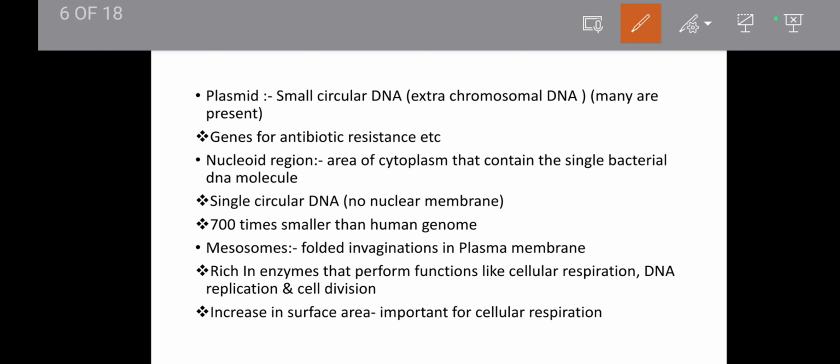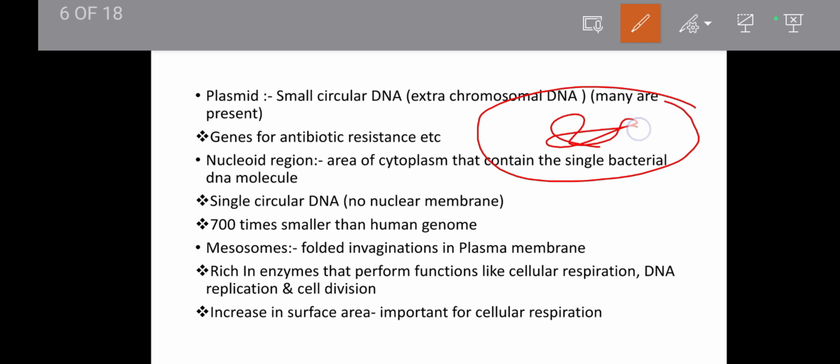Nucleoid region. In a bacterial cell, the area of cytoplasm that contains a single bacterial DNA molecule is called the nucleoid region. This nucleoid region contains the bacterial genome. This is a single circular DNA. The nucleoid region does not have any nuclear membrane as in the eukaryotic cell. The bacterial genome is 700 times smaller than the human genome.